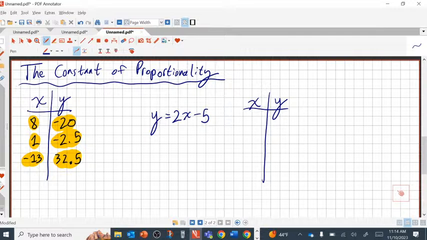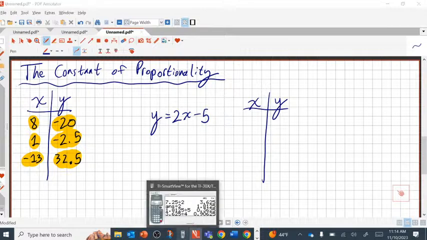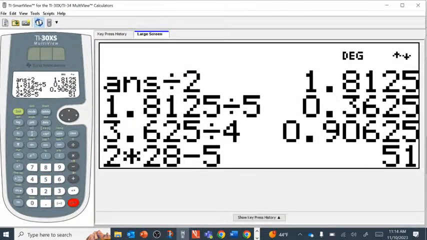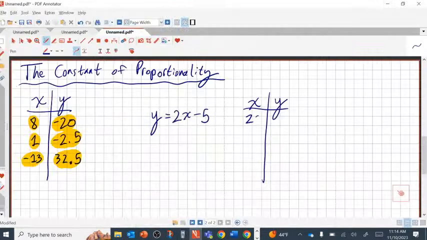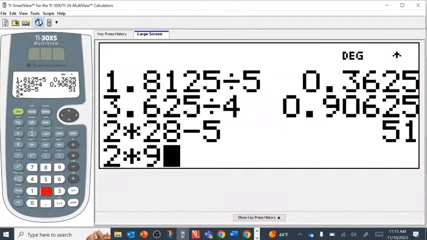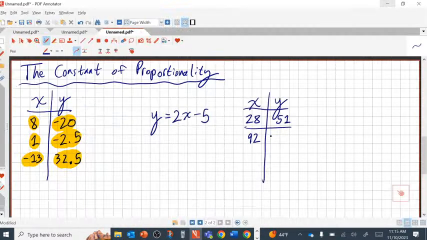Let's see here. Haley, give me a number. 28. So 2 times 28 minus 5 is 51. So 28 and 51. Let's see here, guys. How about I get a little bit of help? And this time it's going to come from table C. Adam, give me a number. 92. You guys like high numbers. So 2 times 92 minus 5 is 179. Let's do one more.